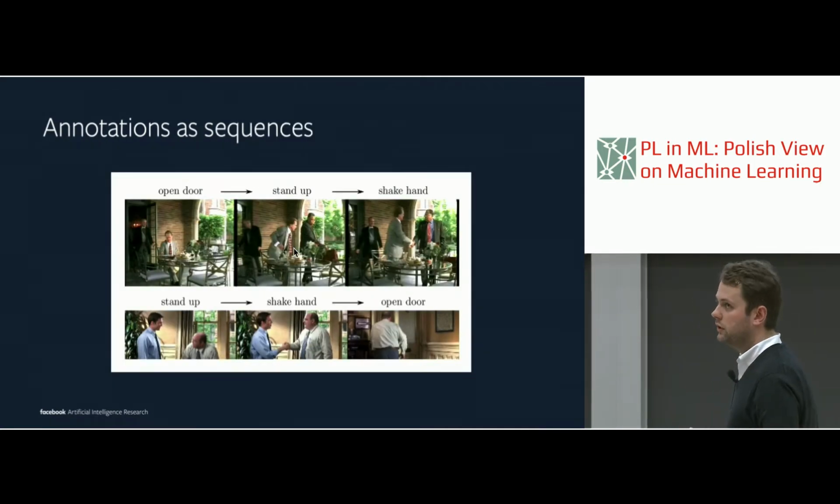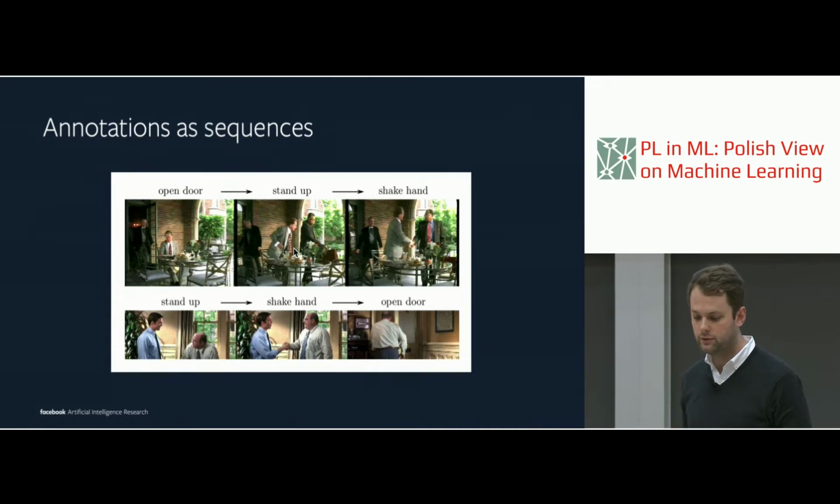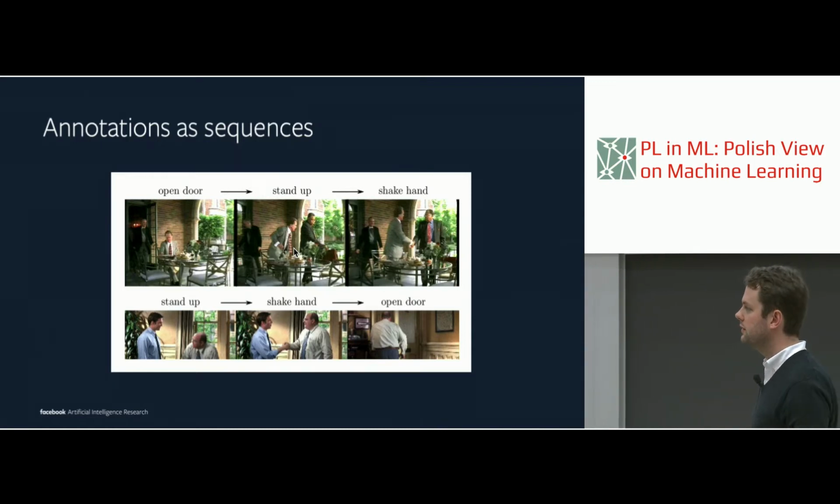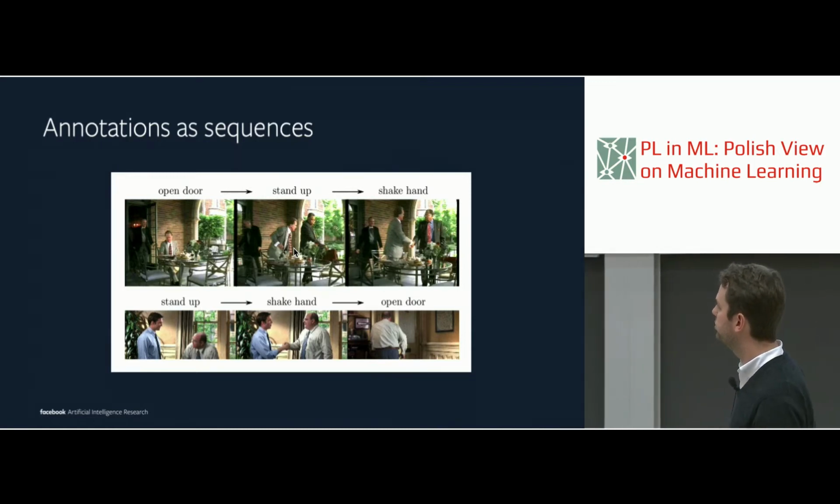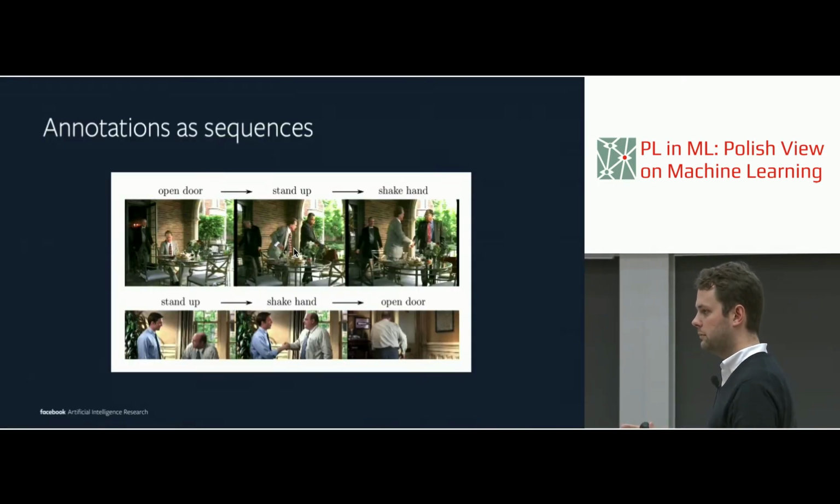Basically, we came up with a model where instead of annotating a video by precisely saying from frame 24,542 to something, someone is going to be opening a door, you're going to just watch a scene and say, like, first there's going to be someone opening a door, then standing up, then shaking hands, or standing up, shaking hands, and opening a door. And if you have enough such data, you can come up with a model which is going to learn a model for these actions and at the same time align the labels in time.